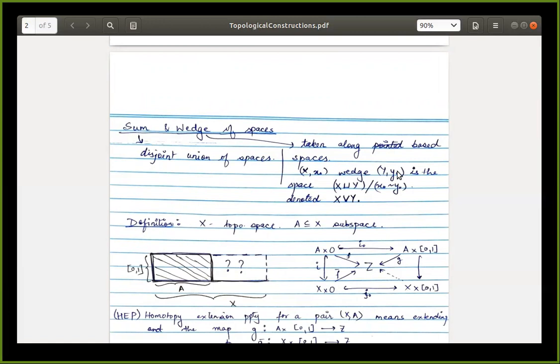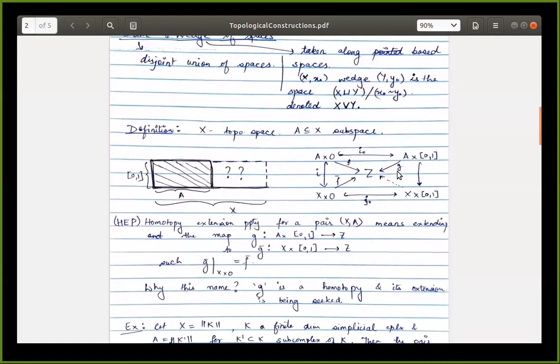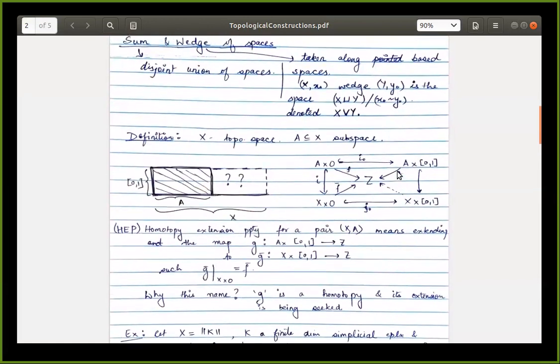Let's say you have two circles, and since circles are path connected spaces, which point you are using does not really make a difference. So if you choose any particular point and you take their wedge, what you get is a figure 8 space.